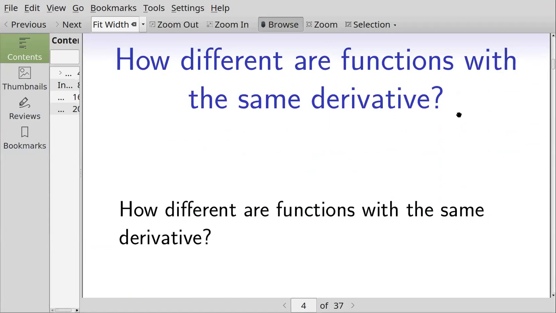And this is the question: supposing two functions have the same derivative, how different can they be? So for example, some function has a derivative cos of x, and there's another function which has a derivative cos of x. We know that they don't have to be the same function, right? The derivative of sine of x plus 7 is cos of x, and the derivative of sine of x is cos of x. So two different functions can have the same derivative. So how different can they be?